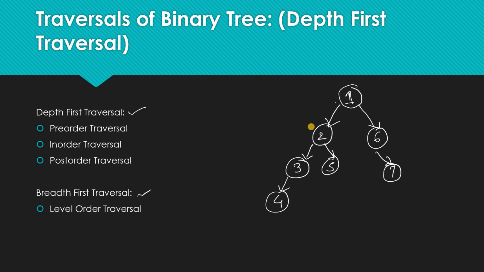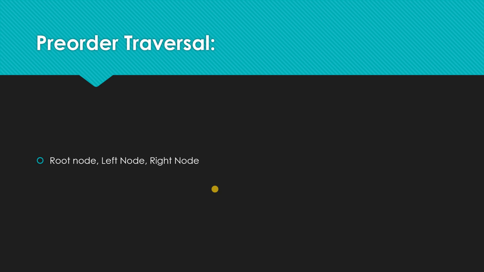Okay. So we have three traversal mechanisms in depth first traversal. The first one is pre-order, the other one is in order, and the third one is post order. And in breadth first we have level order. So let's understand them one by one. Okay. So what is the pre-order traversal? The pre-order traversal is one in which we first explore the root node, then we explore the left node, and then we explore the right node.